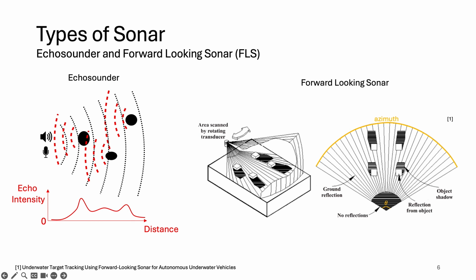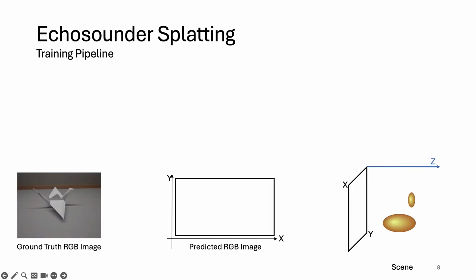The second one is forward-looking sonar. Compared to the echo sounder, the FLS does not only give a resolution of depth, but also gives a resolution of azimuth in the circular sector. Here is our fusion pipeline.